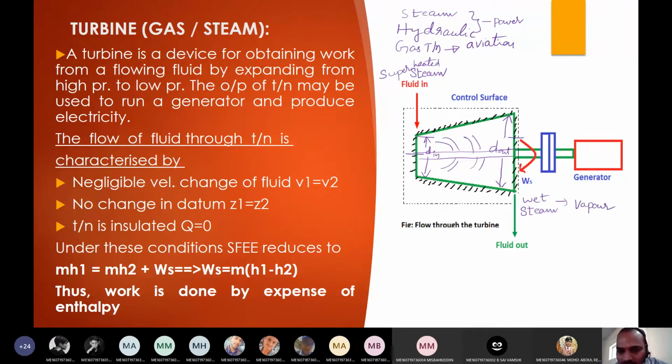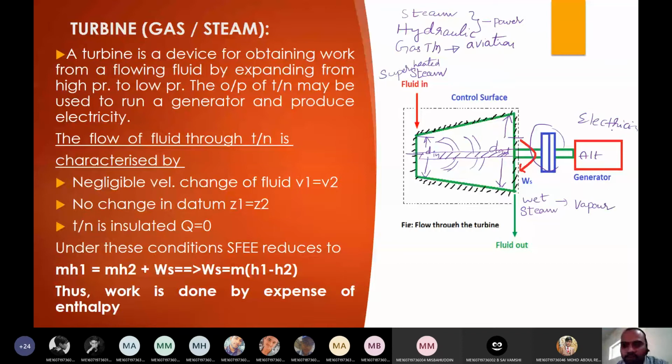Once the steam expands over the blades of the turbine, these blades are mounted over the shaft, thereby this shaft will rotate. Once this shaft rotates, there is a generator or alternator which is coupled to the same shaft of the turbine. This is the coupling, right? So once the turbine shaft rotates, automatically the alternator shaft also will rotate because both are in line. Thereby we will get electricity. So this is the general working of the turbine, right? Now we will see our application of the steady flow energy equation.